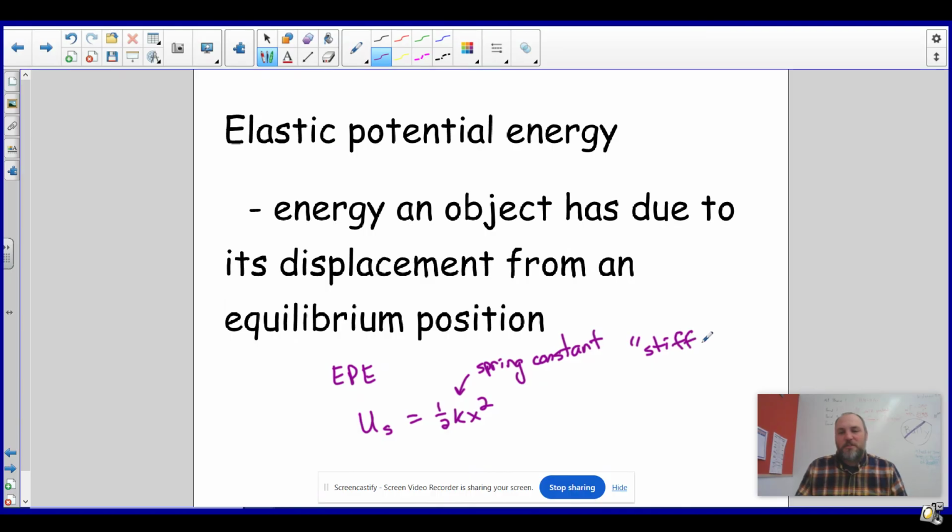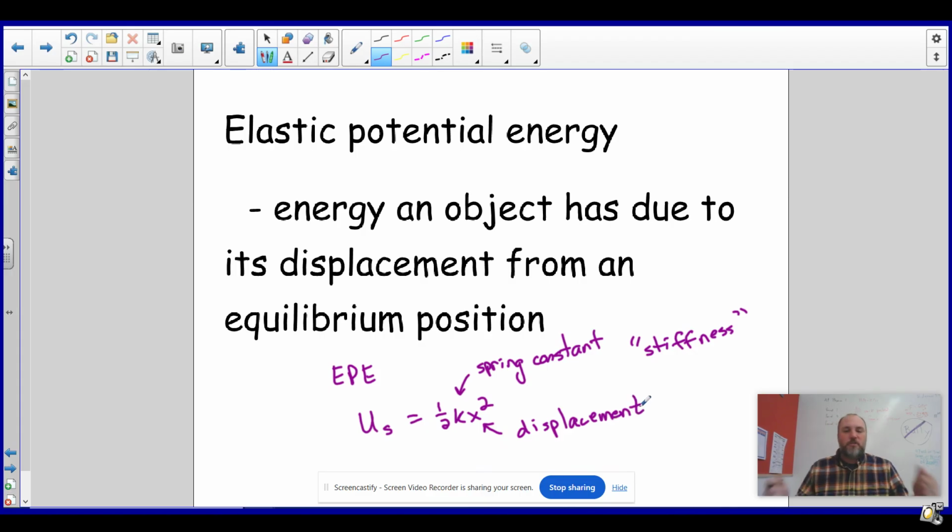So a spring that is more stiff is more difficult to change its length. So if you press really hard and you change it from its equilibrium length, then it's going to press out a lot more firmly. So that spring constant we want to think about as the stiffness of the material. And then x is how far it has been displaced from its original length.